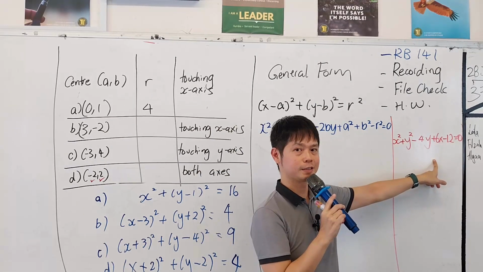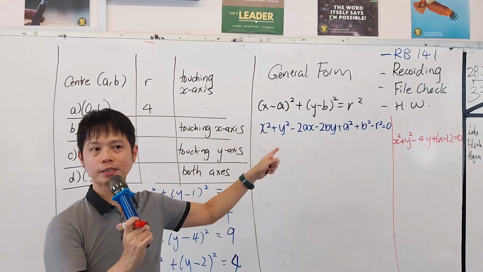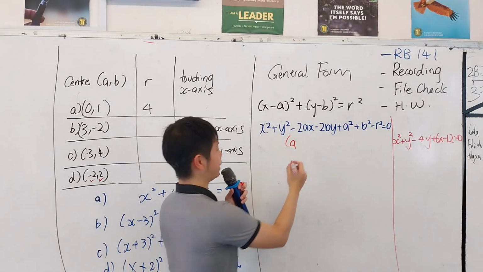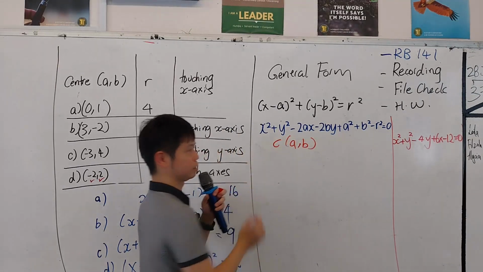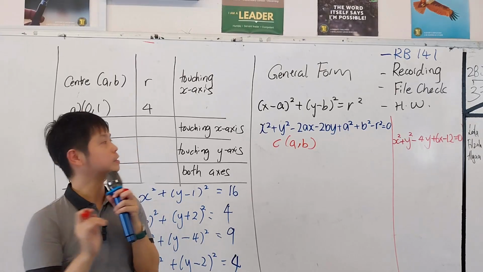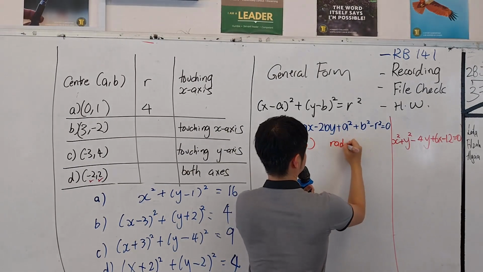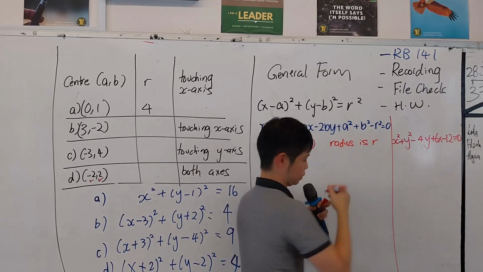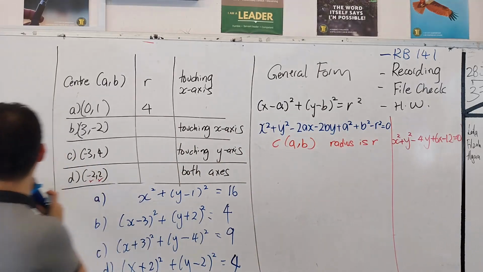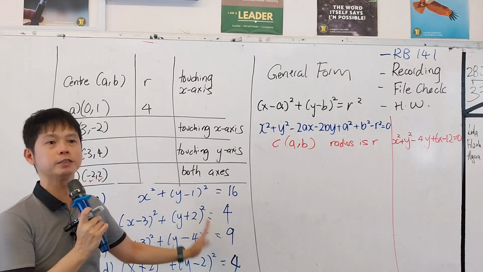Where's the center of this blue equation? It's the same center as the black equation, right? So where's the center? The center is (A, B), right? And where is the radius? Radius is R. So what we are trying to do is, from this form, it's very obvious where is the center and where is the radius.